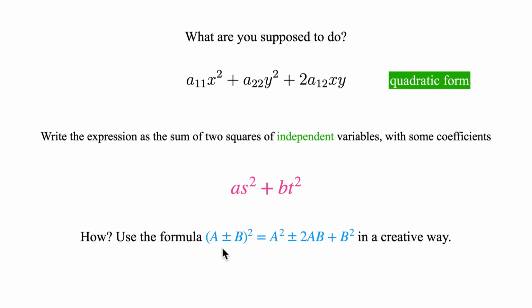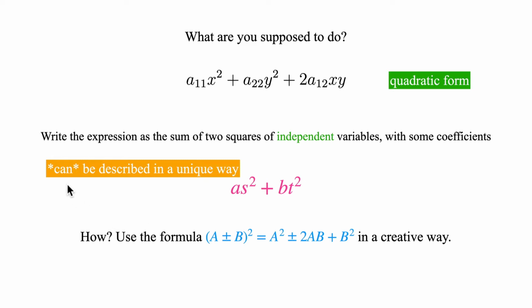And you will do this again by using the formula for square of sum or square of difference in a creative way. And if you don't want to be creative, I will show you a way which is very strict and leads to an answer. By now I can tell you that this procedure can be described in a unique way, but it's not always to your advantage. So this is why I say it can, but usually I wouldn't advise to do this in forms in two variables.